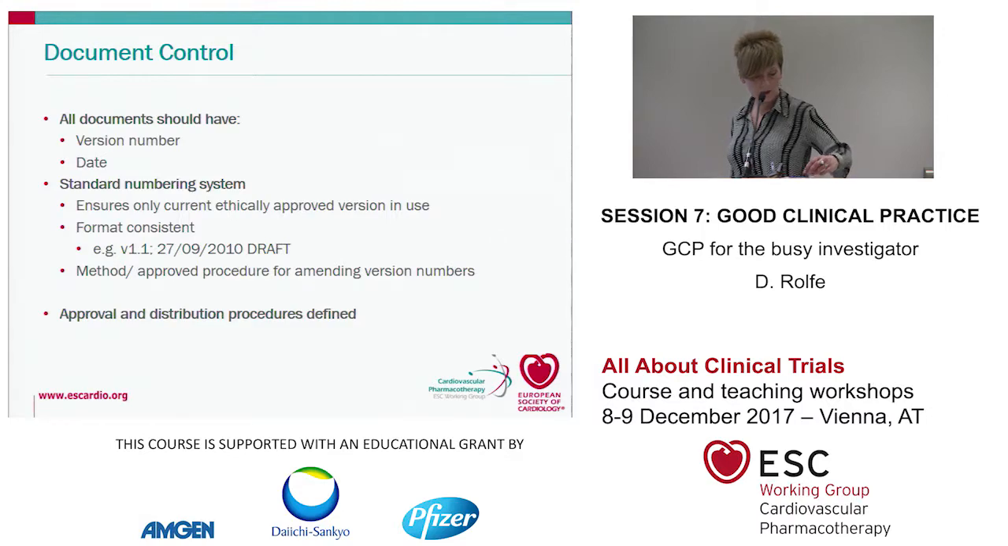So a quick note on document control. All documents should have a version number and a date. They should have a standard numbering system, and there should be an approval and distribution procedure, and it should be defined. That would be one of my biggest things that I always check when I'm looking at documents: do they have version numbers and dates on them? And obviously when I'm cross-matching all of the ethical approval documentation, I'm cross-matching what I've got against what the ethics committee have actually approved.